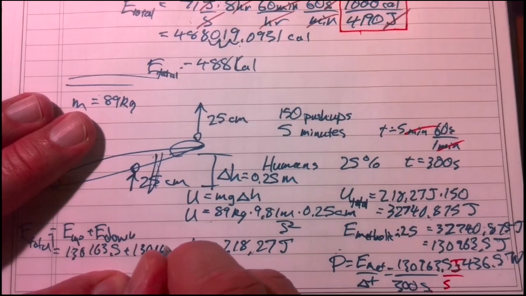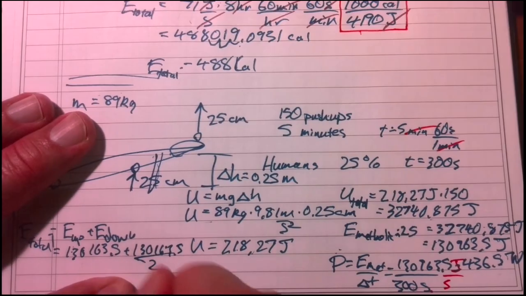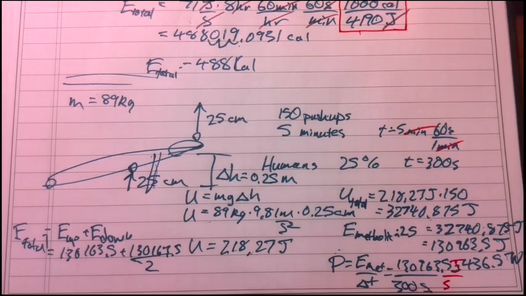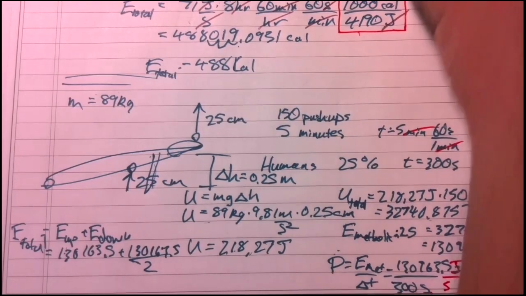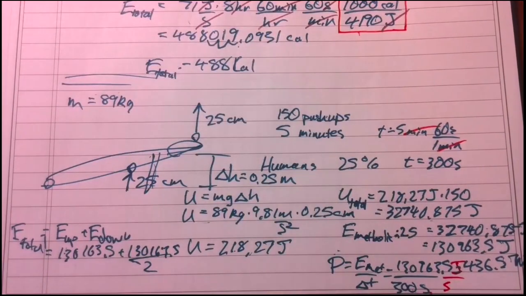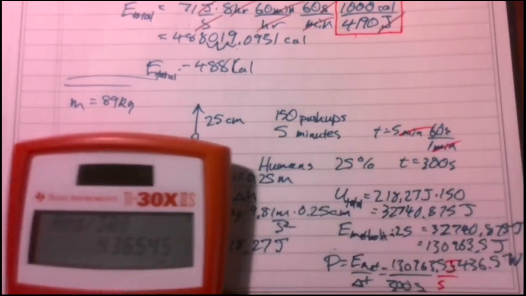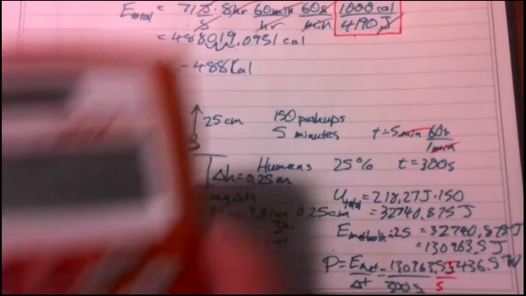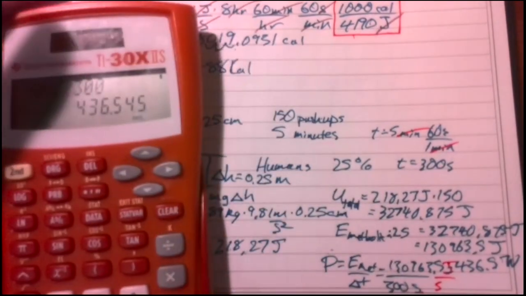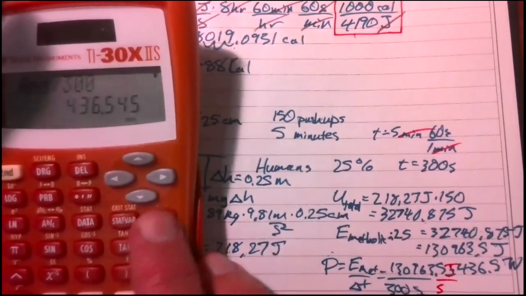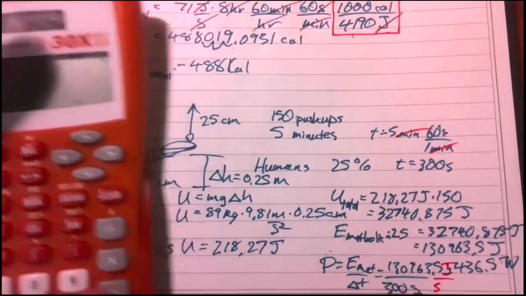All right. So 130,163.5 divided by 2. And then we're going to get a number for that. We're going to divide it by time. And see, look at this. There's no way to go back. Okay, you know what? It's fine. I'm just going to type it in. We're going to clear this mess. What do we got?